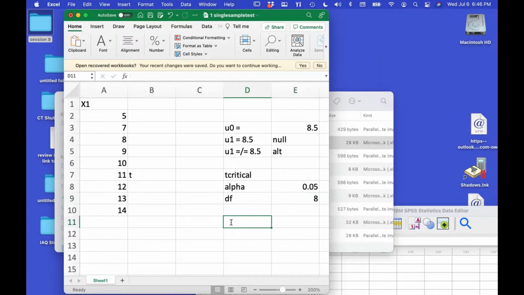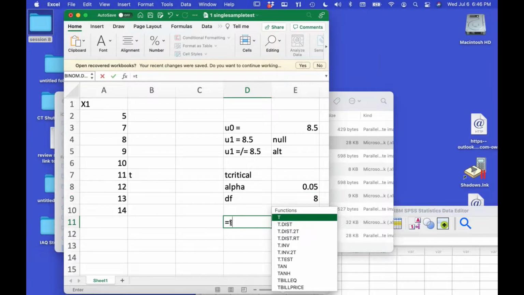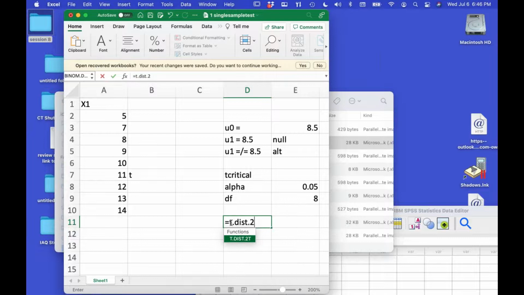So I could go to the table, or I could just do it in the spreadsheet: equals T.DIST.2T, I think, parentheses, and it wants to know what the value of, nope, that's not what I want. T.INV.2T. You and I have trouble remembering these things. Yep, there we go. So I want to know, what is the t value for 0.05 for 8 degrees of freedom? Well, I have to use the value 2.31.